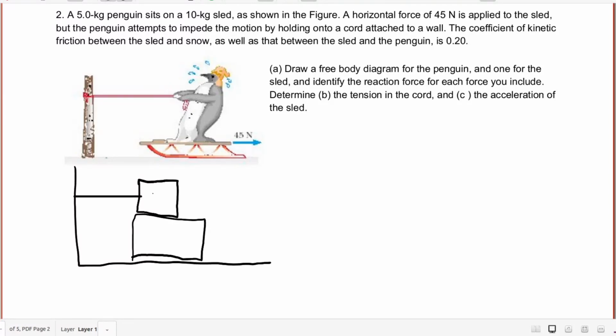So we have a 5 kilogram penguin. I'll just impersonally draw it as a box here, and it's sitting on a 10 kilogram sled. That sled is pulled to the right by a 45 Newton force, and we see that the coefficient of friction between the sled and snow, as well as between the sled and the penguin, is 0.2. So we've got a coefficient of kinetic friction, 0.2 at this interface, 0.2 at this interface.